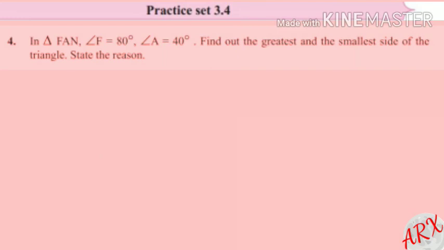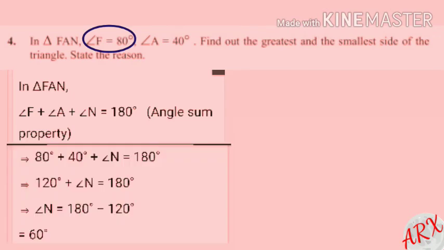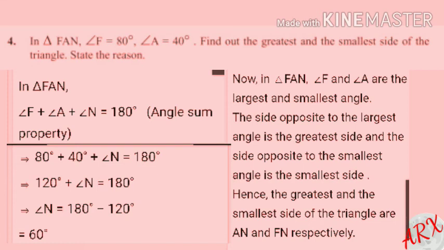Question number 4. In triangle FAN, angle F equal to 80 degree, angle A equal to 40 degree. Find out the greatest and the smallest side of the triangle. State the reason. Now if we observe, in triangle FAN, angle F equal to 80 degree, angle A equal to 40 degree. Therefore, by angle sum property of triangle, angle N will be 60 degree. Now, angle F is the greatest angle and angle A is the smallest angle.